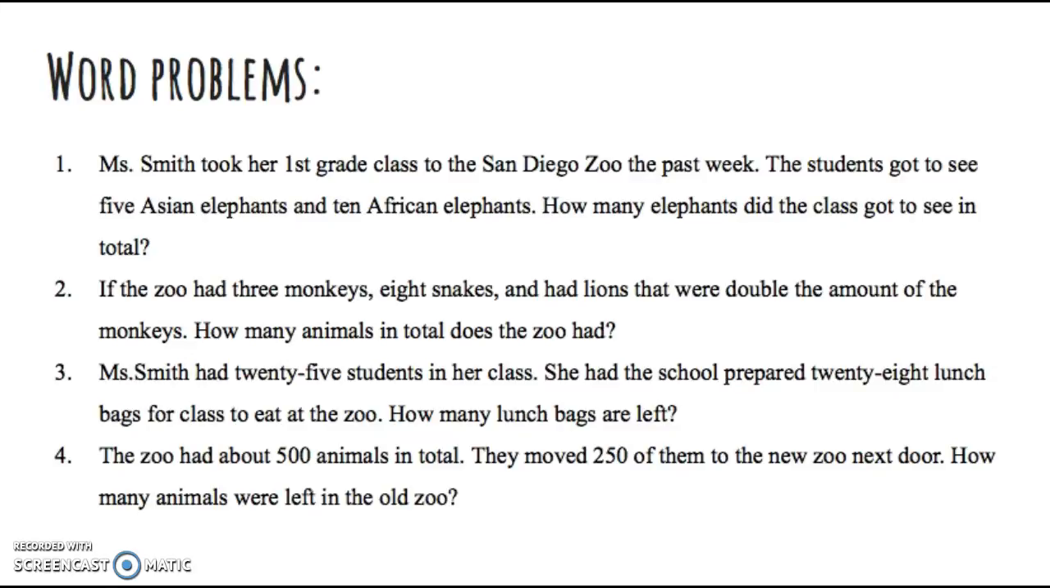The third one is, Miss Smith had 25 students in her class. She had the school prepare 28 lunch bags. How many were left of the lunch bags?